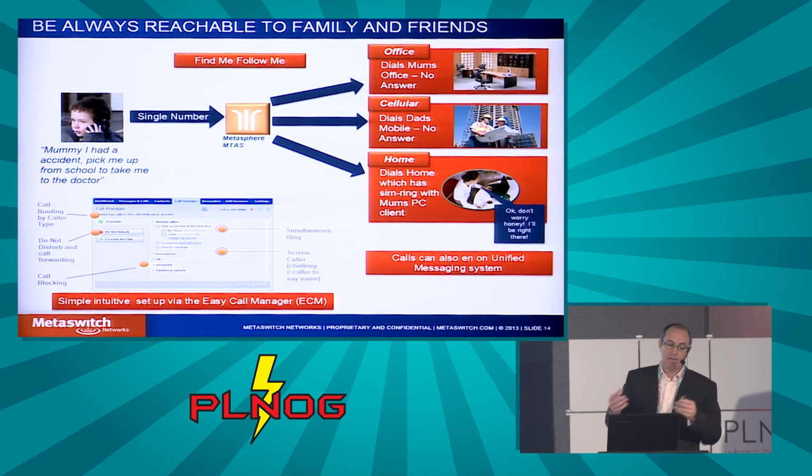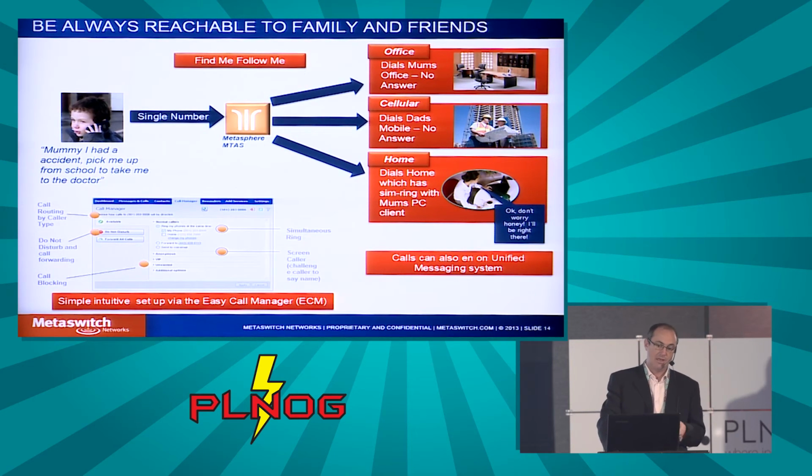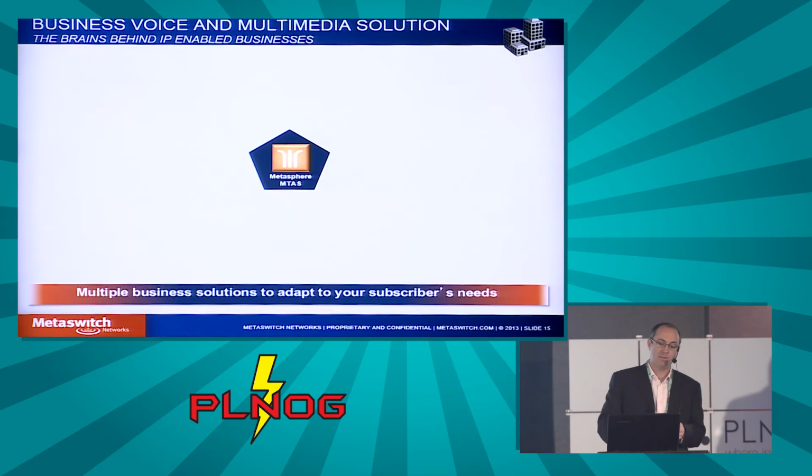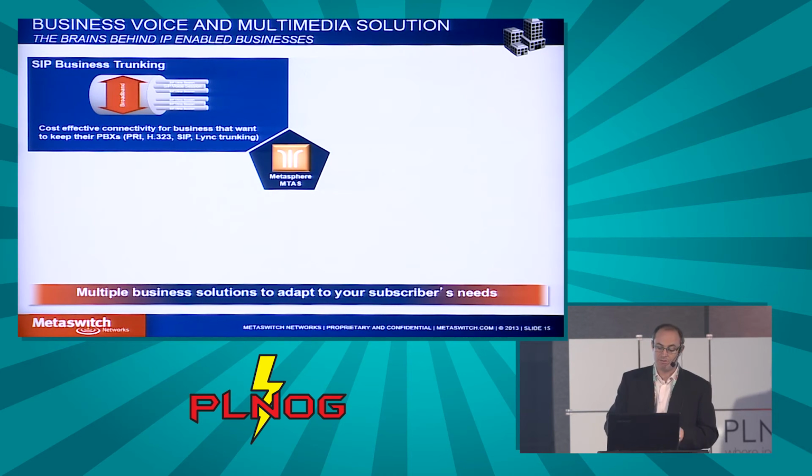Also, with the same application server from residential, I can then move into businesses. And you can go into a whole bunch of different types of business offerings. You don't have to go all at once. You can start off with SIP trunking. You can do that either with the application server or just with an SBC. You put the SBC there and you trunk and you just do SIP business trunking.